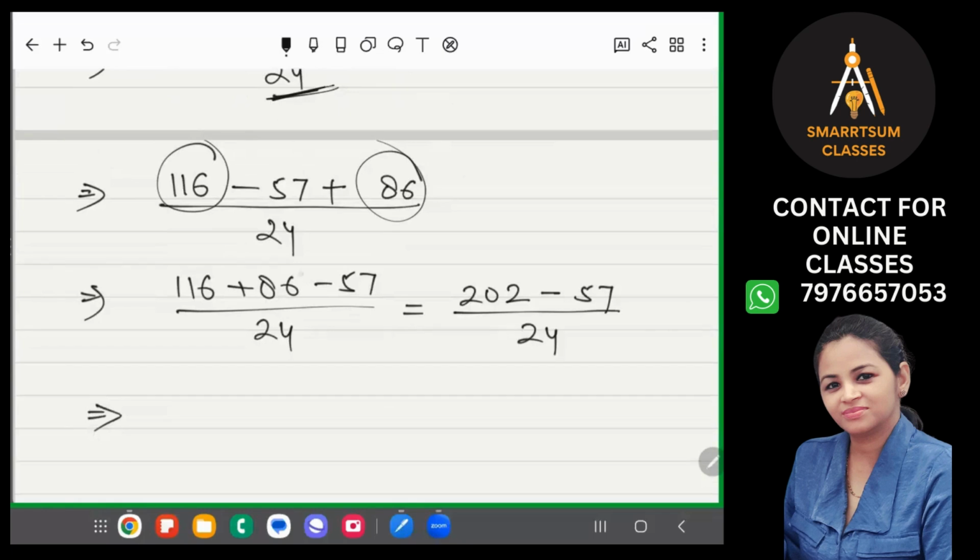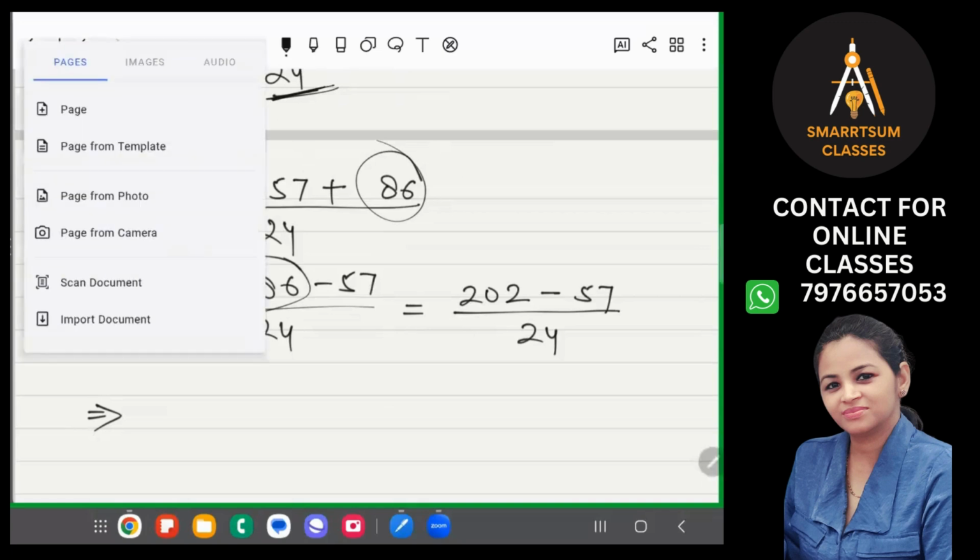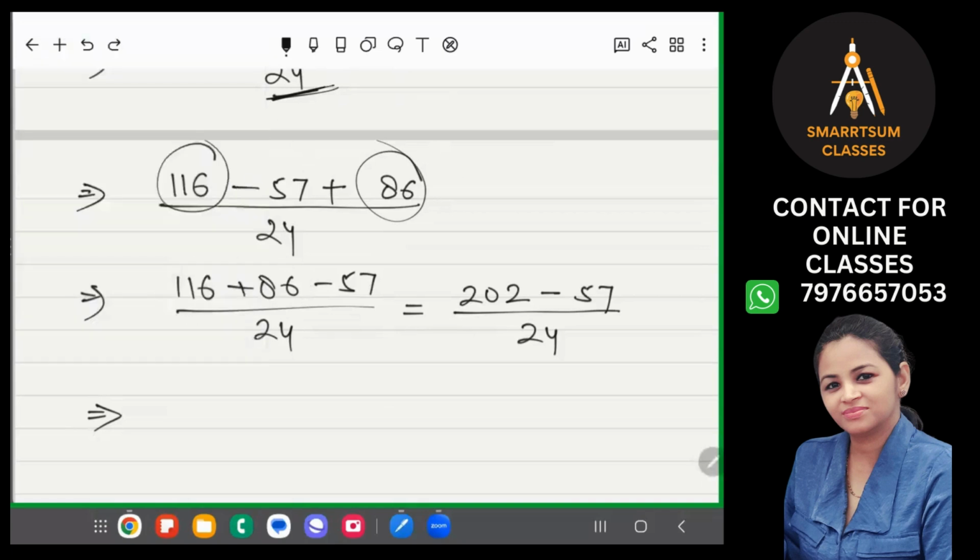So you have added two positive integers. Similarly, if you have multiple negative integers, you can add them and finally subtract. Here we have only one negative integer, so we first added the positive integers and now we are subtracting 57 from it. Subtracting 57 from 202, you get 145 by 24.